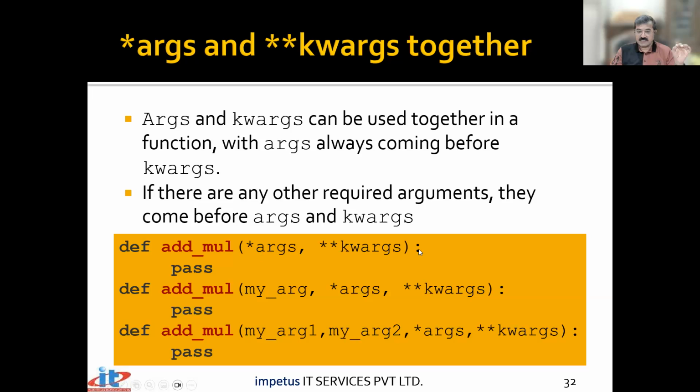So if I say ARGs and KWRGs, perfect. If I say positional argument, then ARGs, and then KWRGs, okay. You may have multiple positional arguments, then ARGs, and then KWRGs, that's also okay. Rule kya hai? ARGs has to come before KWRGs, and positional arguments have to come before ARGs. So that's the rule that's there.